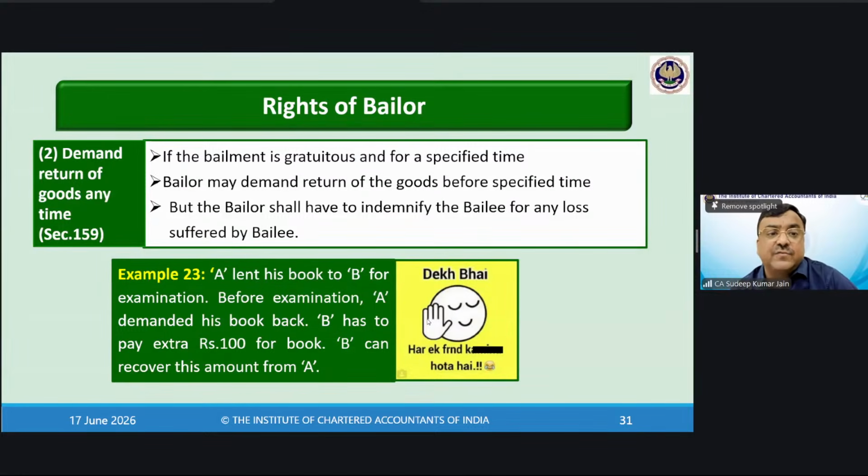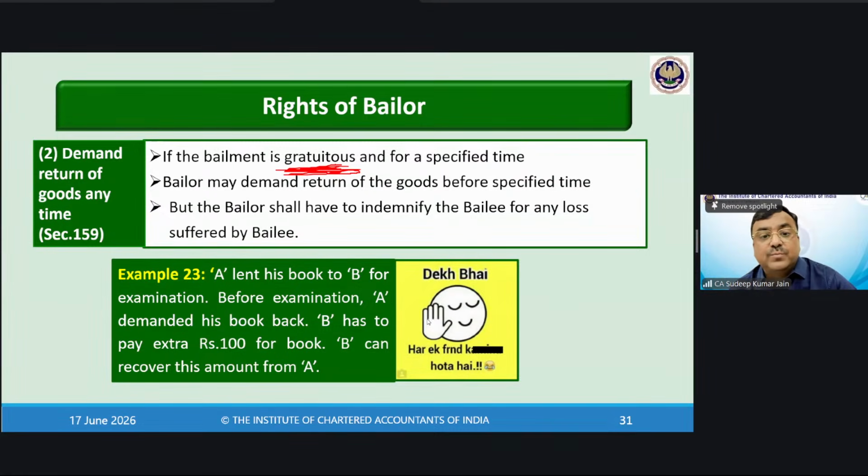Demand return of goods at any time. Remember, this is again only for gratuitous bailment. If the bailment is gratuitous, as we have discussed, and for a specific time, the bailor may demand the return of goods before the specified time, but the bailor shall have to indemnify the bailee for any loss suffered by the bailee. We have discussed.